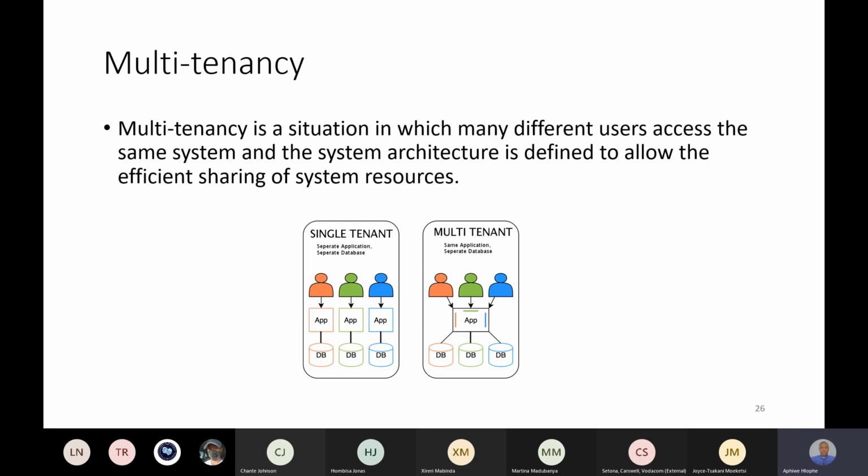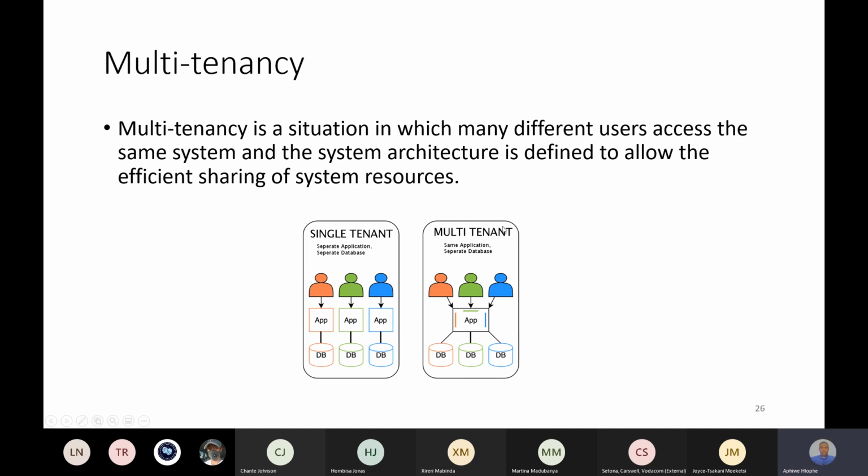So again, the whole concept of multi-tenancy is a situation in which many users access the same system, and the system architecture is defined to allow efficient sharing of system resources. We have the multi-tenant solution, and then we have the single tenant solution. We can say that the single tenant one is the most efficient one, but it's also the most expensive one, okay? Because there's a dedicated application and a dedicated database for each of the company profiles.